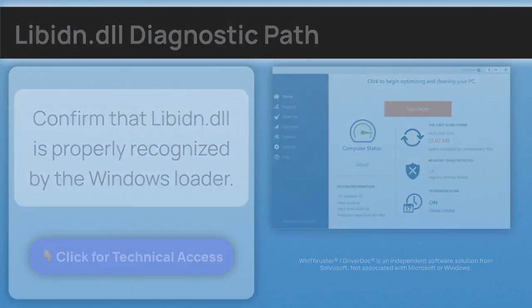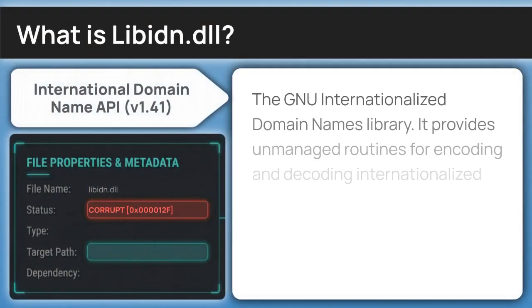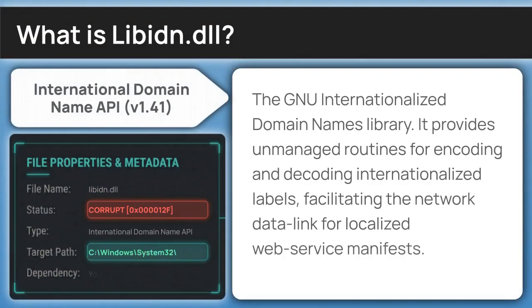This is the Libidn, the GNU Internationalized Domain Names library. It provides unmanaged routines for encoding and decoding internationalized labels, facilitating the network data link for localized web service manifests.